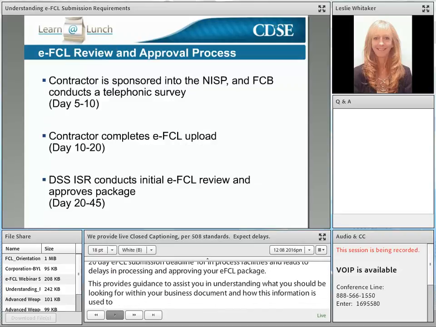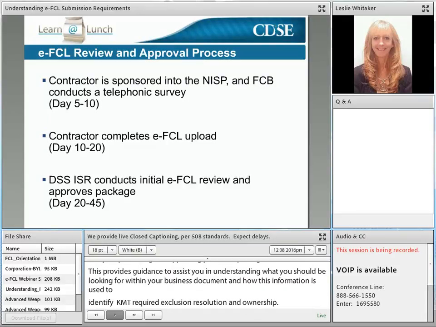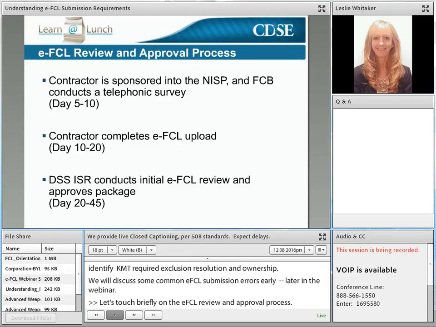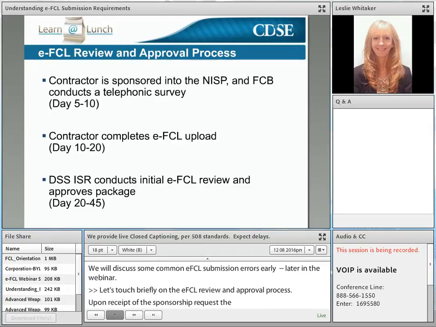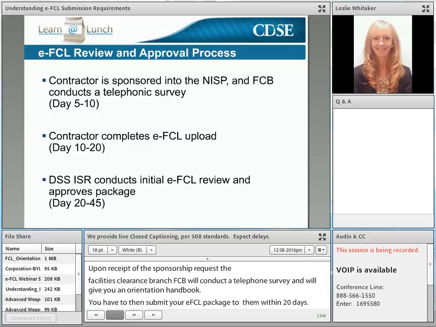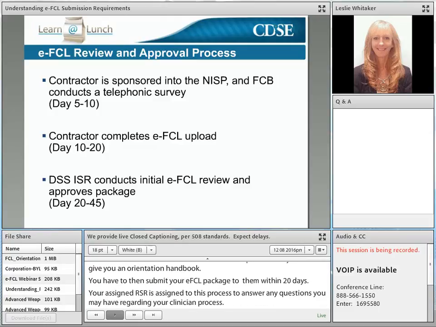Next slide, please. Let's just touch briefly on the eFCL review and approval process. Upon receipt of the FCL sponsorship request, the Facilities Clearance Branch, FCB, will conduct a telephonic survey and will provide you with a copy of the FCL Orientation Handbook. You must then submit your eFCL package to DSS within 20 days. Your assigned ISR is available throughout this process to answer any questions you may have regarding the submission process. Your ISR must then validate that your eFCL package includes all of the required information associated with your business structure.